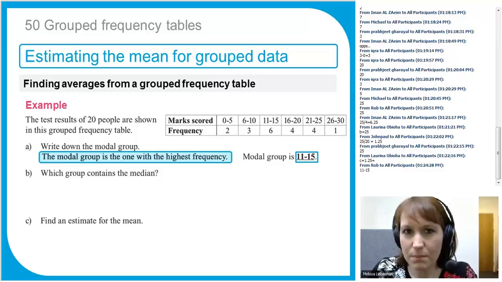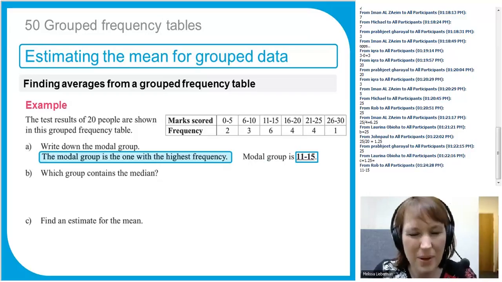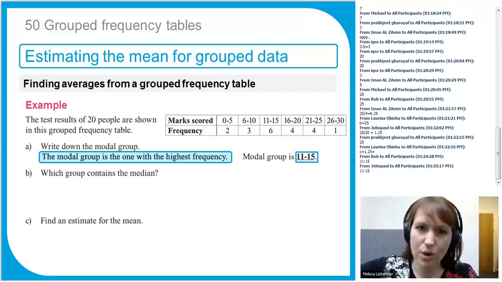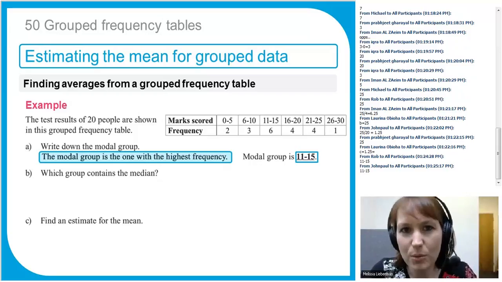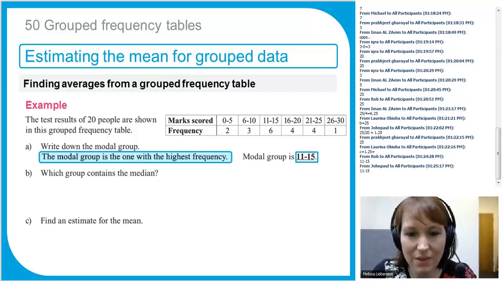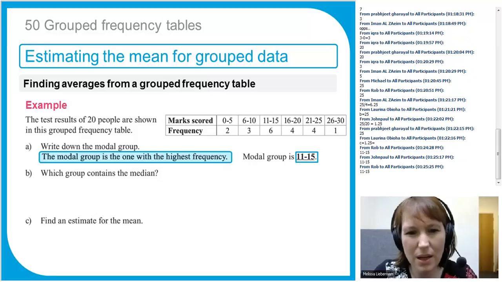Which group contains the median? Anyone like to hazard a guess? So what we're going to have to do is we say, right, we know that there's 20 people. We don't have their raw scores. If we had all of their raw scores and we put them all in order of size, then the median value would be between the 10th and the 11th value. But we don't have that. So how can we work it out?